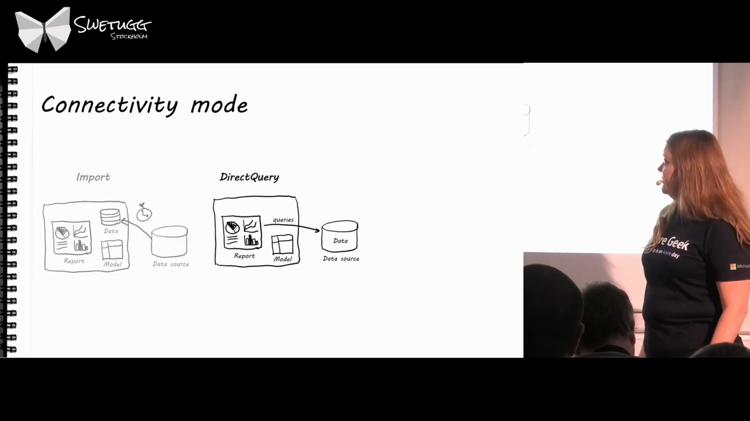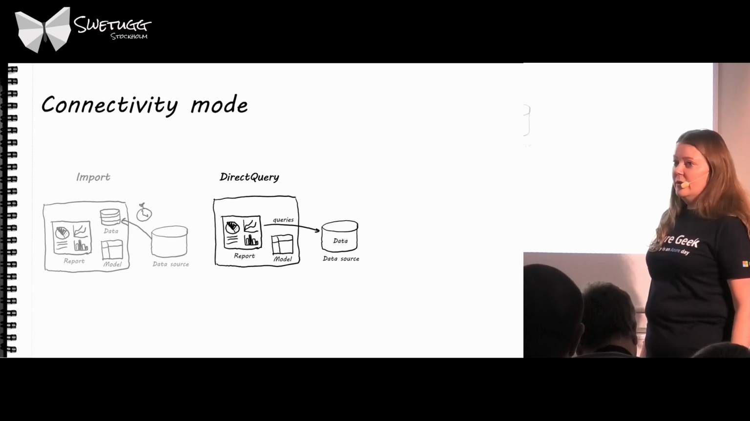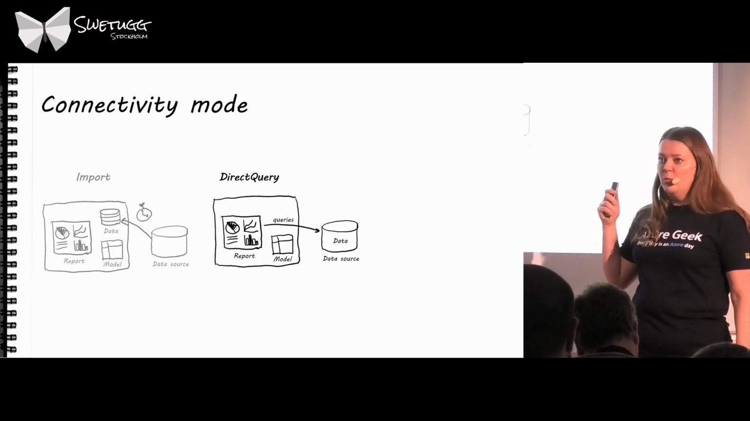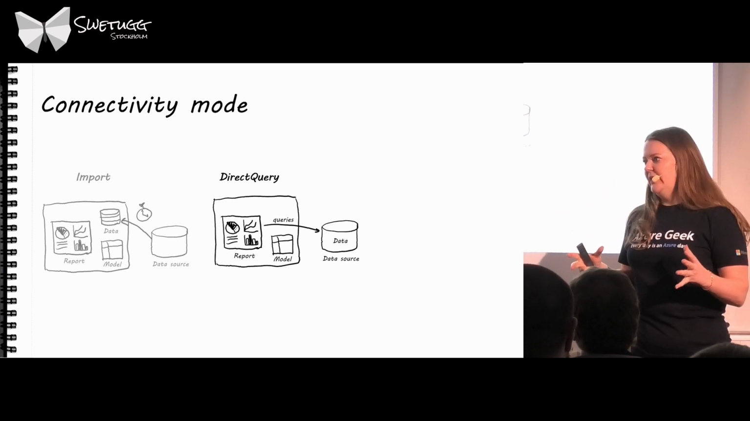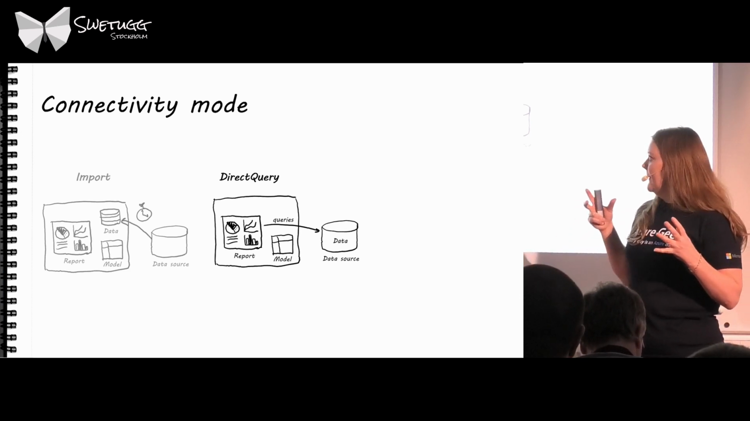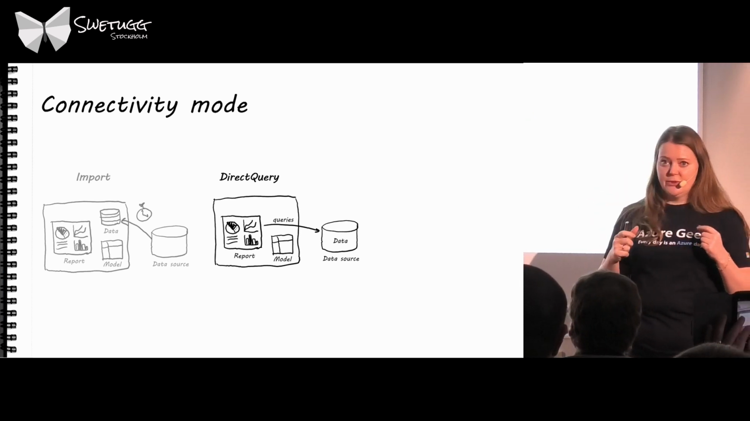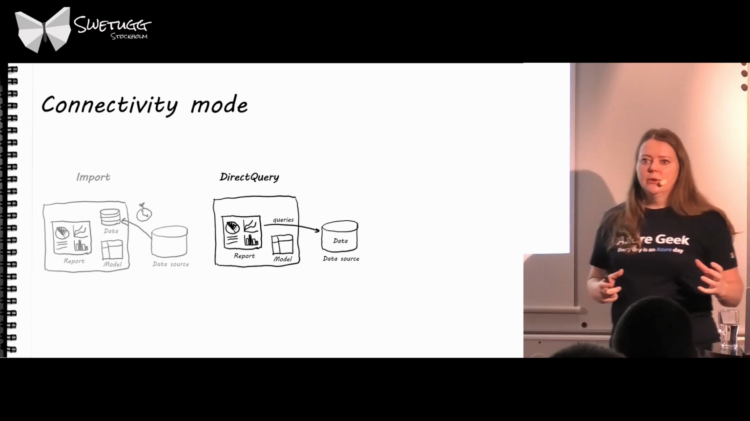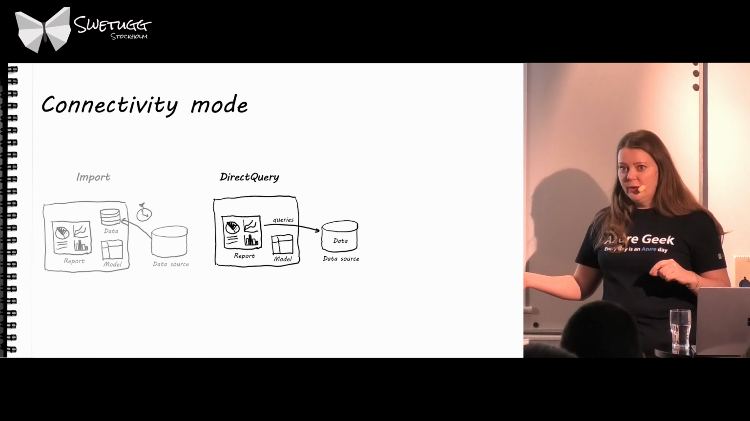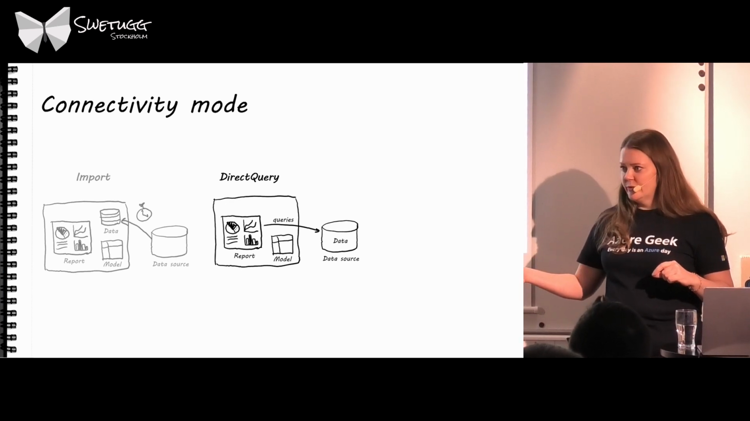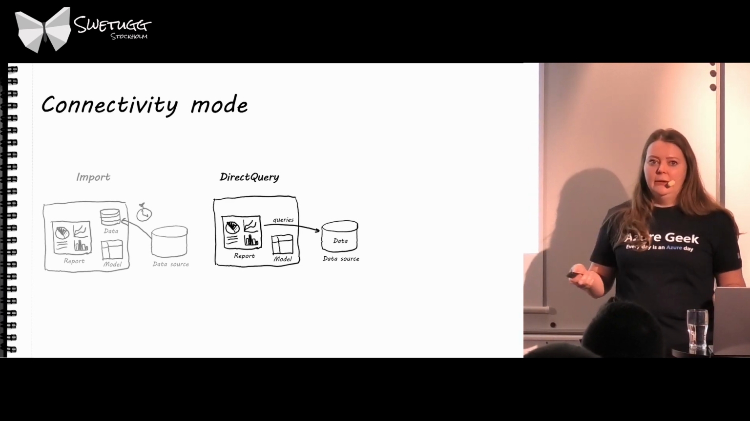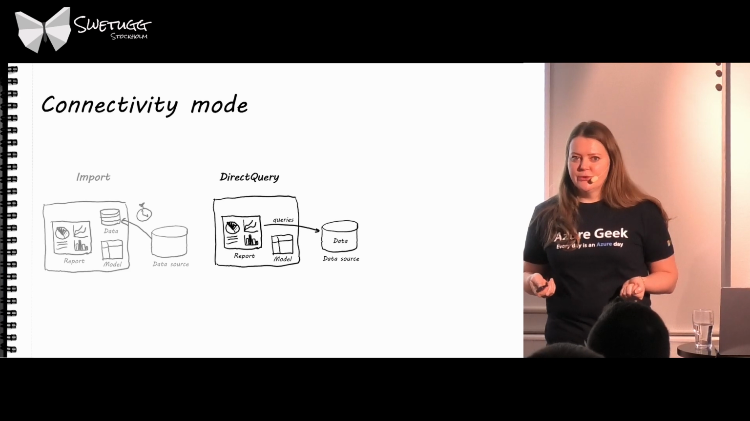Next is direct query. In this scenario, no data is stored in Power BI. You store only model metadata about your data. What kind of tables do you have? What kind of columns, data types, and so on. And the data is stored in your data source. When you interact with your report, you send queries to the data source. Performance depends on what? On your data source. Your data source should be optimized, of course, and be able to handle load if you have many concurrent users.